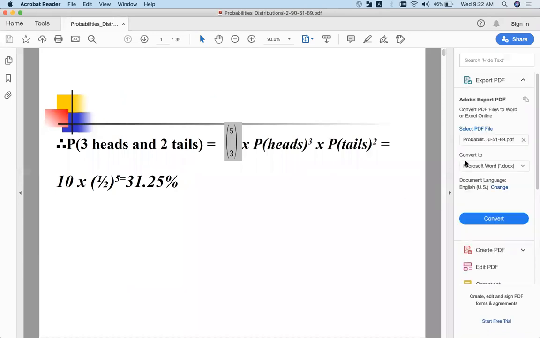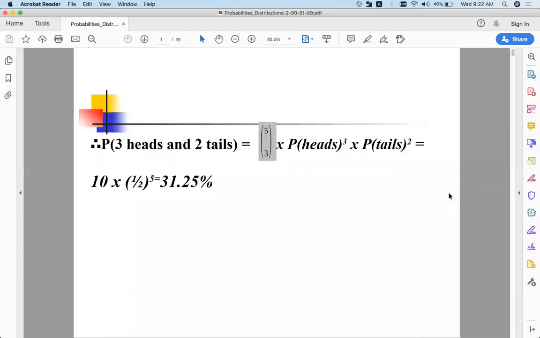Mani, I have one doubt. What is the difference between Bernoulli's distribution and binomial distribution? Both are basically binomial events only. No, I think Bernoulli is a little bit different. So yeah, that's a good question.